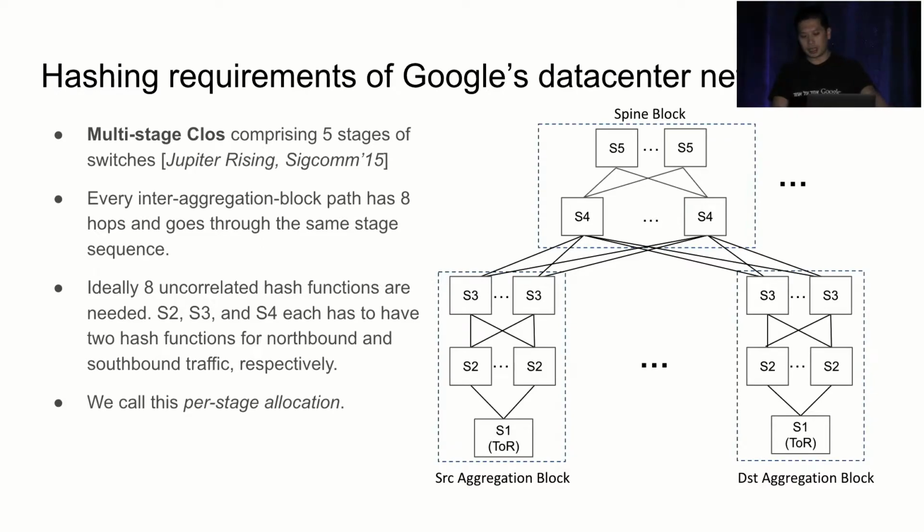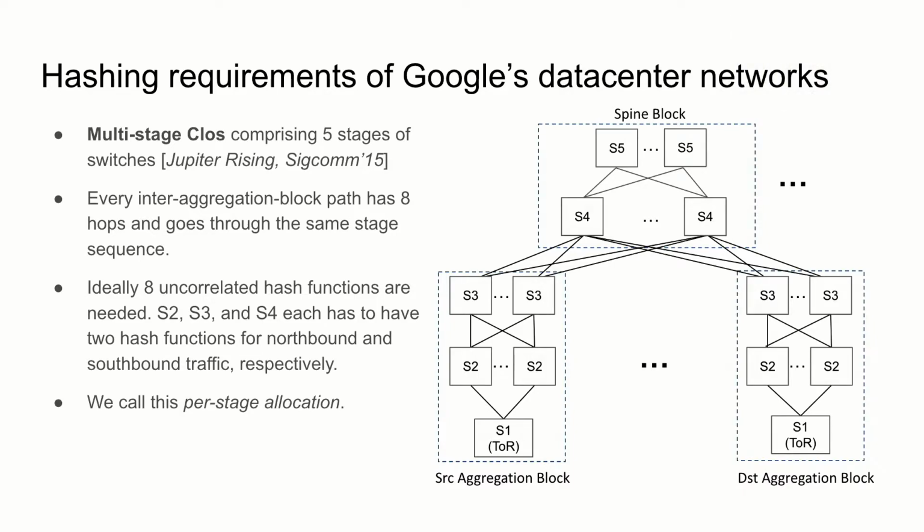Let's take a look at Google's data center networks. This is a very typical conventional Clos topology. At Google, due to our scale, this multi-stage Clos comprises 5 stages of switches. This work was first revealed in SIGCOMM 2015. With the lower 3 layers of switches comprising what we call the aggregation block, which connects the servers, and the upper 2 layers of switches comprising the spine block, which provides the connectivity across the aggregation blocks.